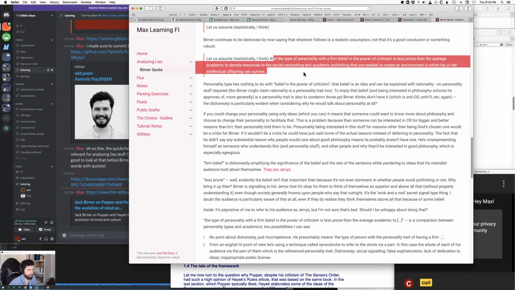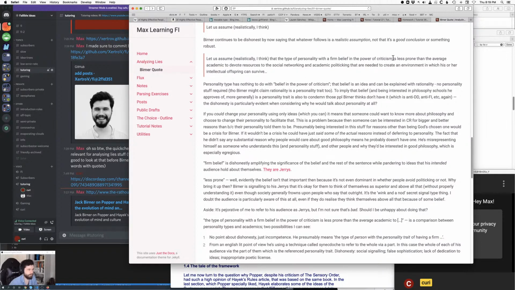Okay, so now we have a bunch of text. "Personality type with a firm belief in power criticism is less prone than average academic to devote resources to social networking and politicking that are needed." He should have quoted less of this. He thinks that social networking and academic politicking are needed, he doesn't think they're an optional component. Yeah, it's a strong claim, and he throws it in sort of in the middle.